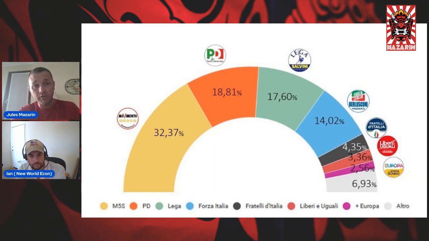Lega Nord was a Nordist federalist party. Now it's more, let's say, center right nationalist. Forza Italia is liberal center right. Fratelli d'Italia is right. Someone says far right, but let's say right. Liberi Uguali is a party that doesn't exist anymore. Più Europa is also part of another coalition, but we will see.